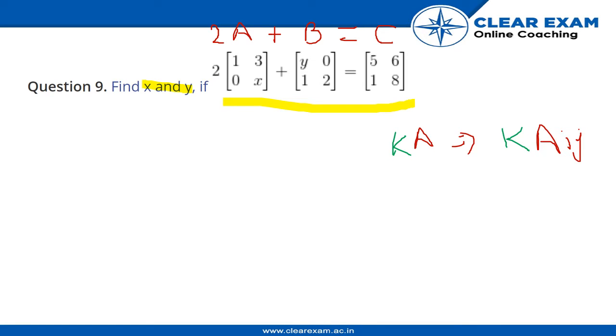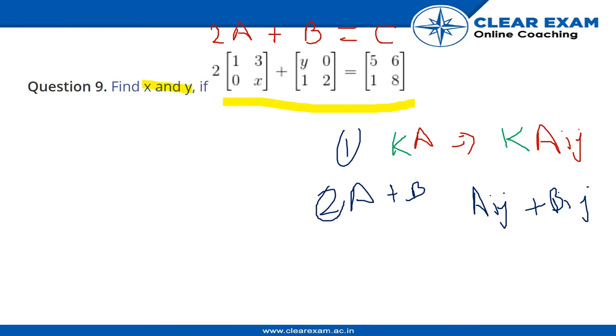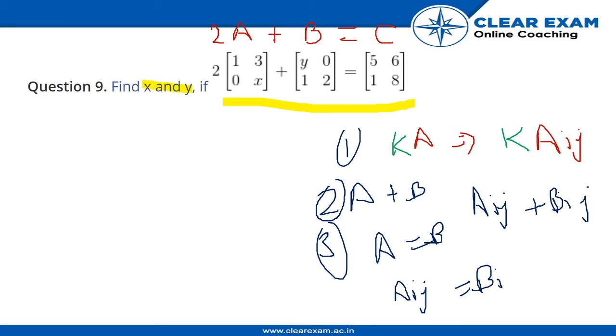The second property I need you to remember is that when we add two matrices A and B, their corresponding elements are added to each other for every i and j. And the last important property is that if two matrices are equal, then their corresponding elements are also equal for every i and j. Their corresponding elements can be denoted by Aij and Bij. So let's straightaway dive into the question and see how we can solve this.